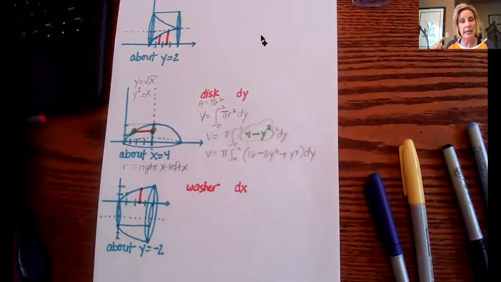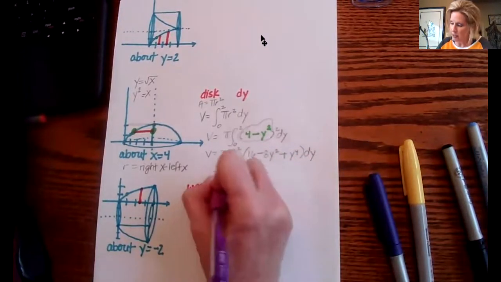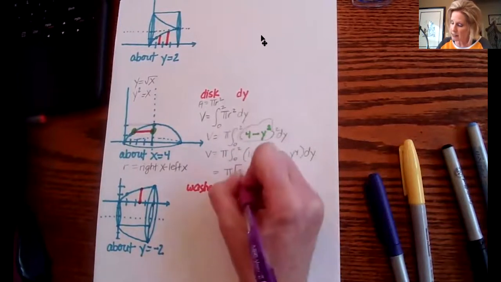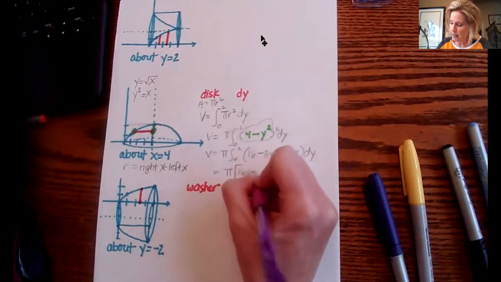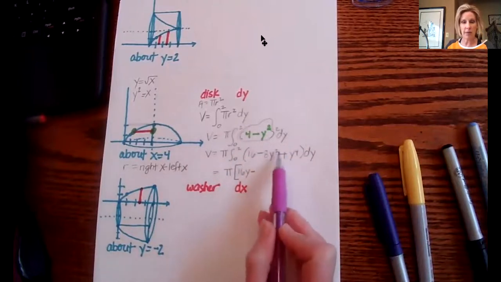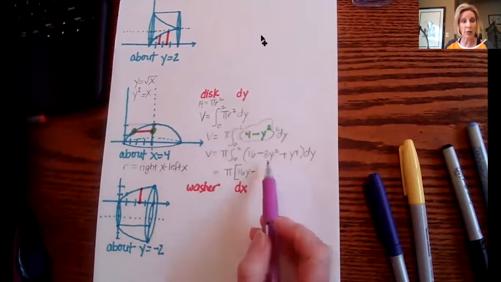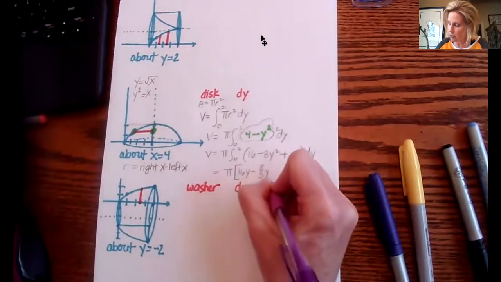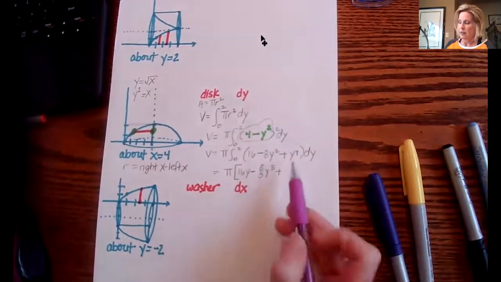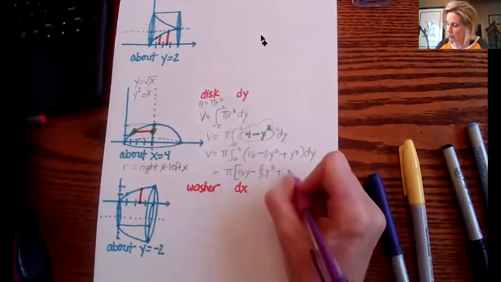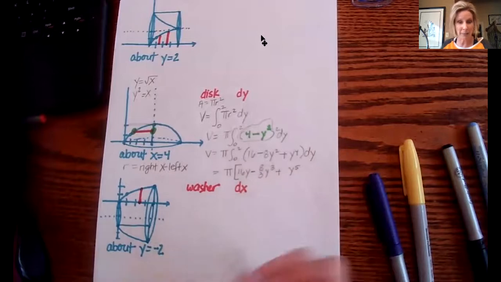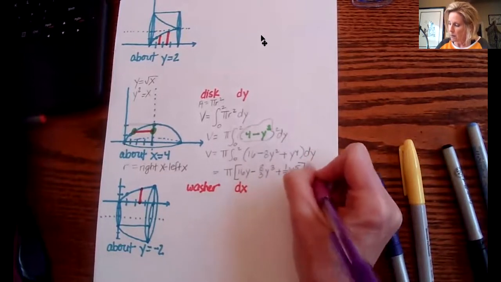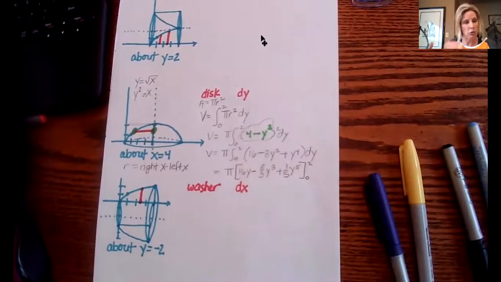dy. Now we do antiderivatives. So it's going to be pi times the antiderivative of 16, which is 16y, minus the antiderivative of 8y squared, which is 8y to the 3rd over 3. So it's going to be 8/3 y to the 3rd. And here you're going to take it up to y to the 5th and divide by 5. So it's going to be 1/5 y to the 5th. Then I need to plug in my 2 and work it out.